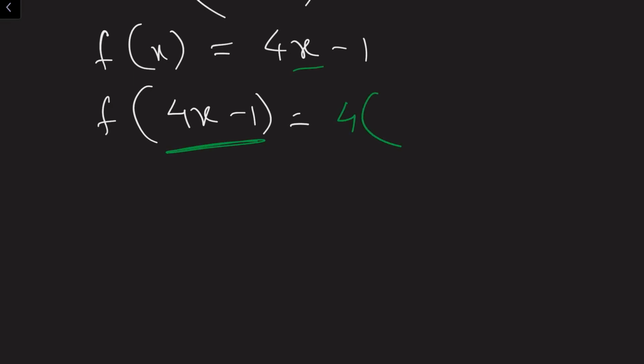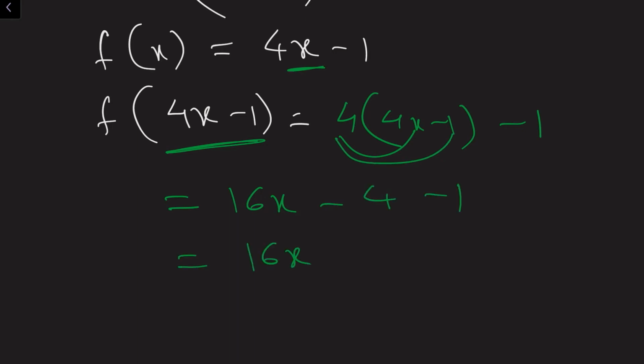4 into, in the place of x, 4x minus 1 as usual. 4 into 4x is 16x, minus 4 ones are 4, minus 1 as it is. 16x minus 4 minus 1 is minus 5. So the value of f of x is 16x minus 5. Next, let us move to question number 4.